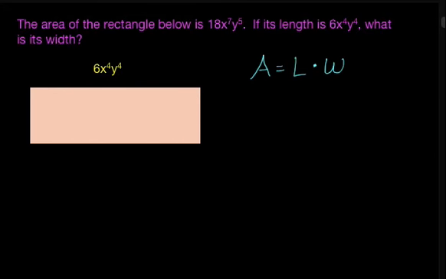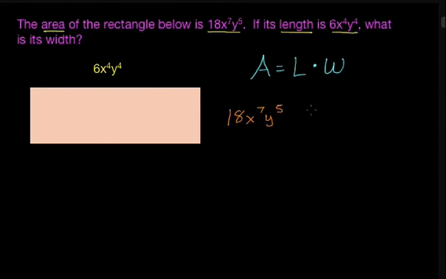All right, so let me show you how I approached it. I know that I'm given the area. In the problem, it says that the area of the rectangle is 18x to the 7th y to the 5th. So I'm given the area, and I'm given a value for length, which is 6x to the 4th, y to the 4th. So I'm going to fill those values in. I know that my area is 18x to the 7th, y to the 5th.